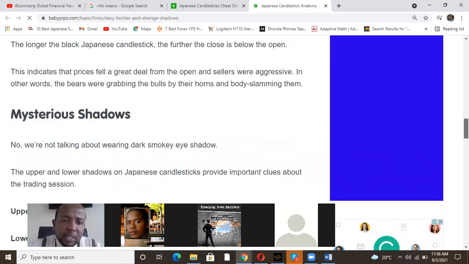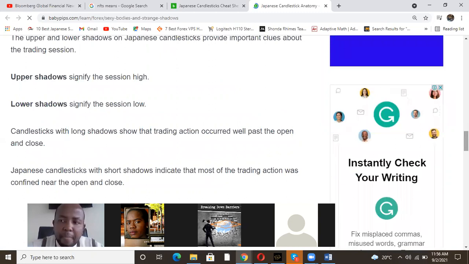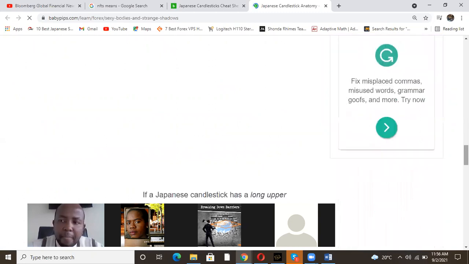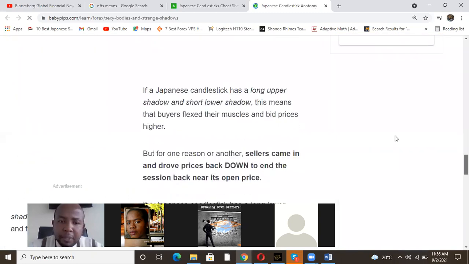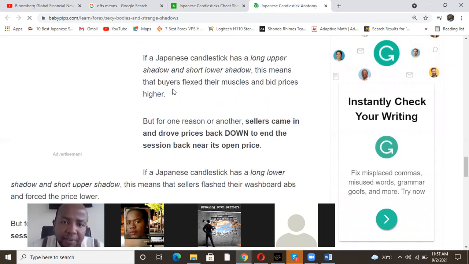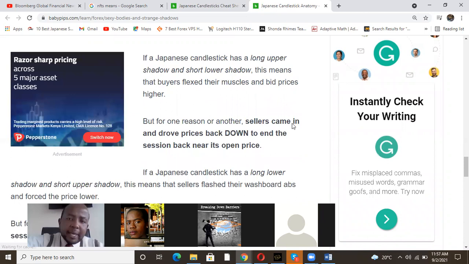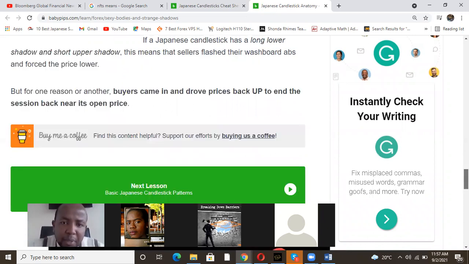So you also have mysterious shadows. If a Japanese candlestick has a long upper shadow, this is important, those spikes you see, or a short lower shadow, this means that buyers flex their muscles and bid prices higher. Especially you will see this on gold. You will see a big spike, then the shadow is longer than the body. But for one reason, sellers came in and drove the prices back down. So at least that one you know.